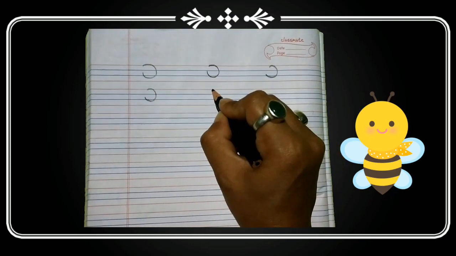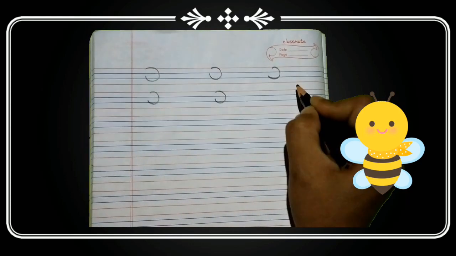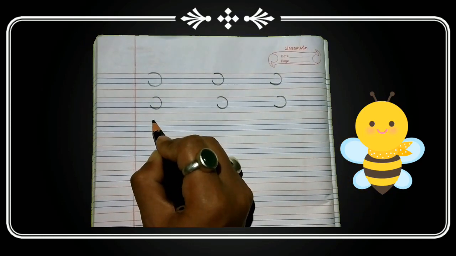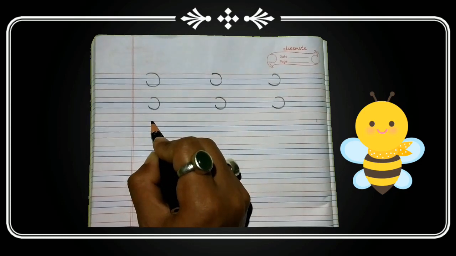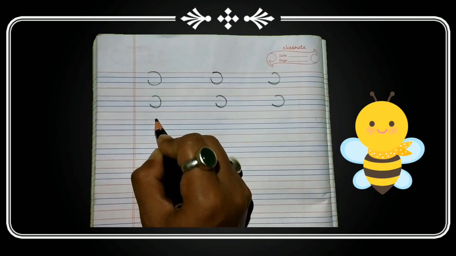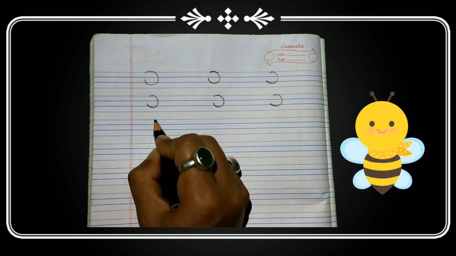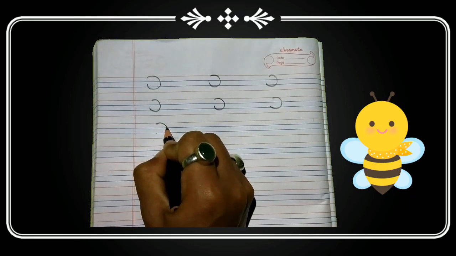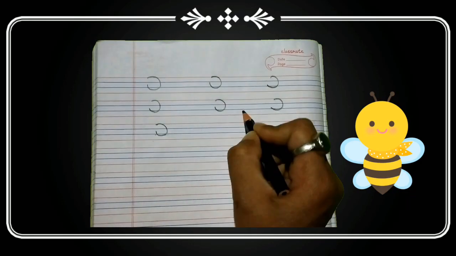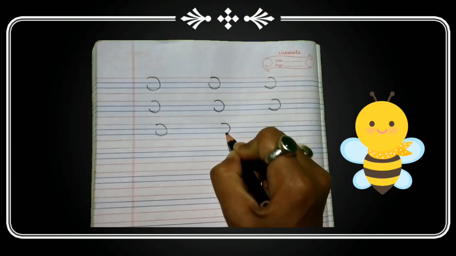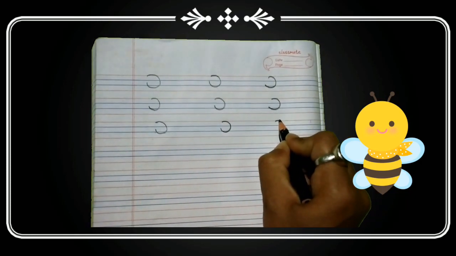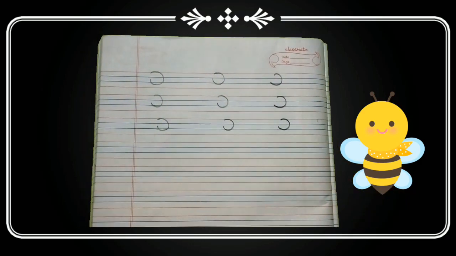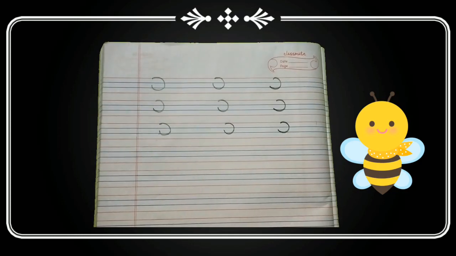Right curve. One more time. See, 1, 2, 3, 4. Four lines are there, so we will cover till the third line. 1, 2, and 3. We'll start from the top of the red line, bend toward your right hand, and then come here this way. Okay, another one. Like this. So children, today we learn the curve line from both the right side and the left side.